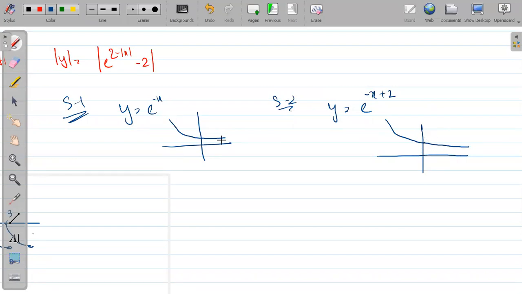So this point is what? This point was 0, 1. This point is 0, e square. Obviously, the graph is shifted towards right. Up to this we have done.